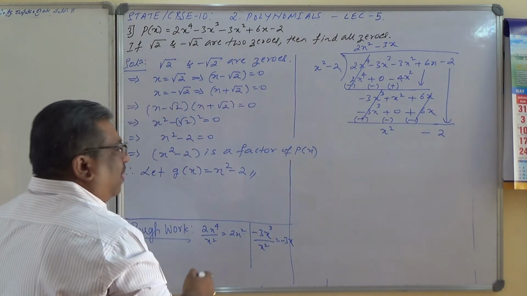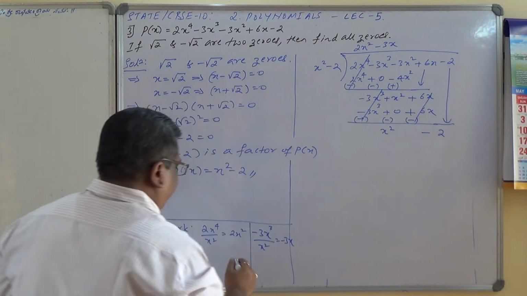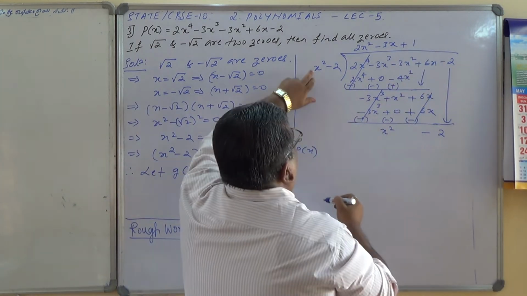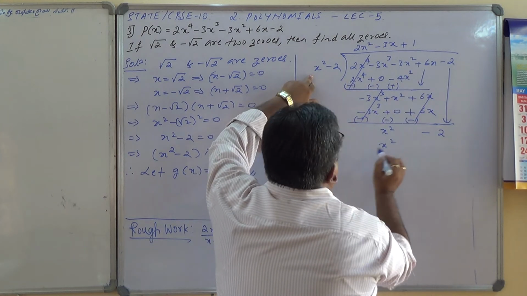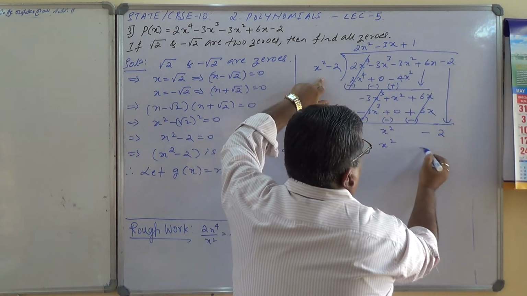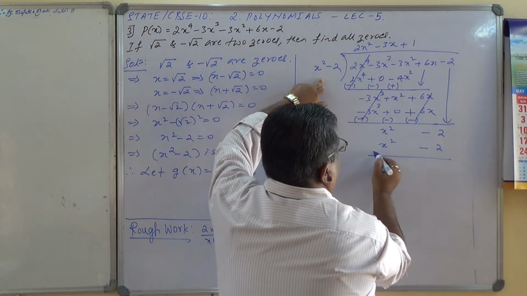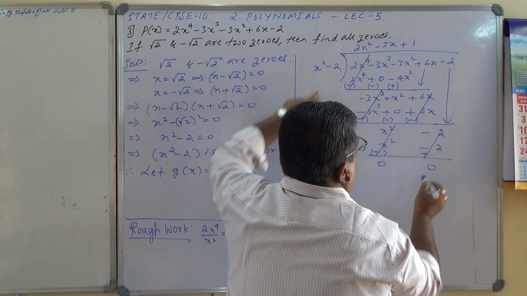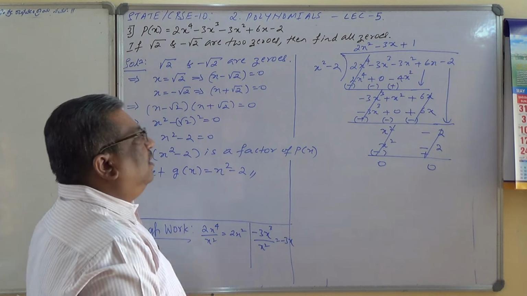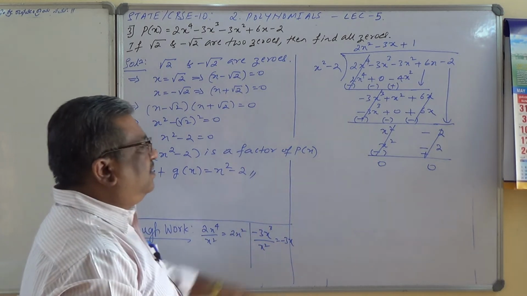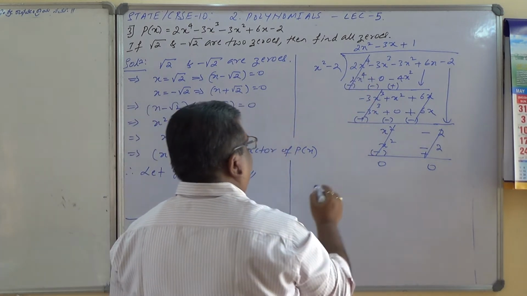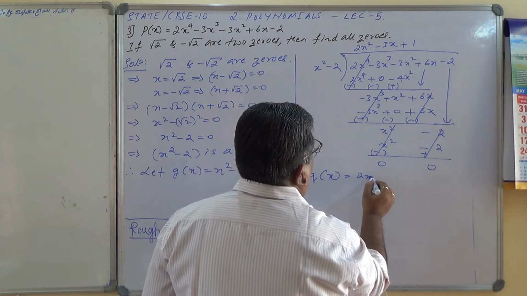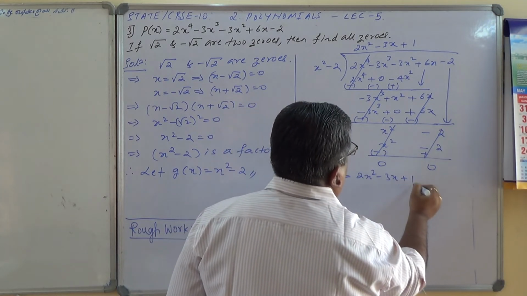Okay, next, x square divided by x square is 1, plus 1. x square into plus 1 is x square, minus 2 into plus 1 is minus 2. Change the sign, this will cancel, 0, 0, and therefore we have got the remainder as 0. Here the quotient is q of x equals 2x square minus 3x plus 1.